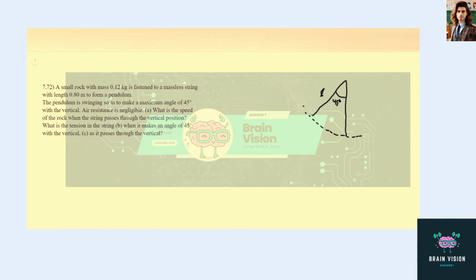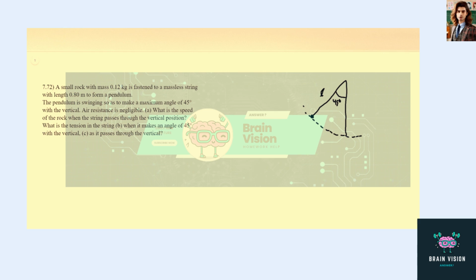Problem 7.72, we have a small rock with a mass of 0.12 kilograms. It's fastened to a massless string with length 0.8 meters to form a pendulum. The pendulum is swinging so that it makes a maximum angle of 45 degrees with the vertical. Air resistance is negligible.